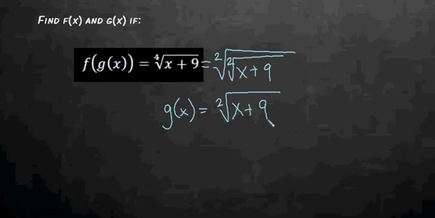So g of x would be my square root of x plus 9, and then f of x would result in just the square root of x. And so you can check to see that if I put my square root of x plus 9 back into that x, I would have the fourth root of x plus 9. I hope this made sense.